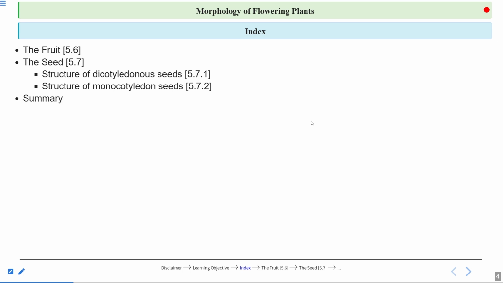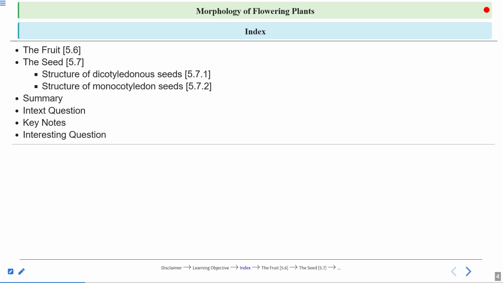At the end, we will summarize today's lecture, and there will be some in-text questions, some questions from the NCERT. There will be the keynotes and also some interesting questions that you are going to solve on your own. Okay, so let us start today's session.